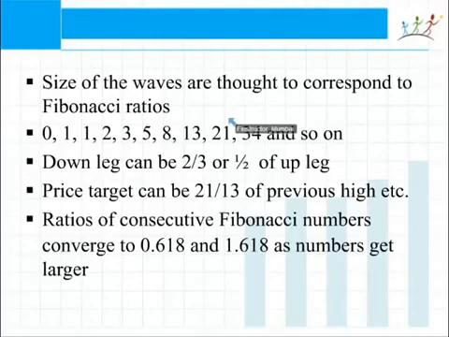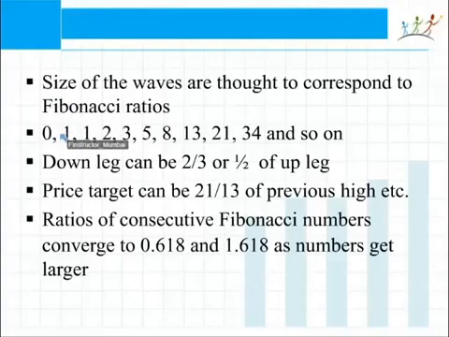He then says that the size of these waves, that is, what is the extent of the up move, what is the extent of the down move, are thought to correspond with the Fibonacci ratios. So before we understand what the Fibonacci ratios are, let's understand what a Fibonacci series is. So a Fibonacci series is a series in which each term is the sum of the previous 2 terms. So each term in the series is the same as the sum of the previous 2 terms.